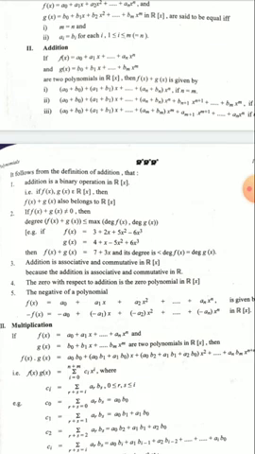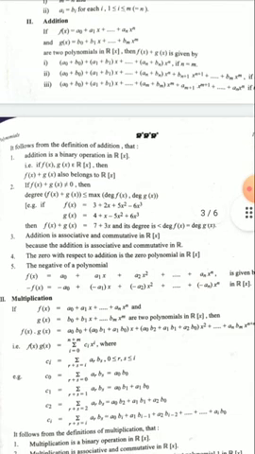the 0 with respect to addition is the zero polynomial in R of x. And the negative of a polynomial: if we have a polynomial f of x is equal to a naught plus a1x plus a2x square plus dot dot dot plus an x raised to the power n, then its negative minus f of x is given by minus a naught plus minus a1x plus minus a2x square plus dot dot dot plus minus an x raised to the power n in R of x. So if we have a polynomial f of x, then how to obtain its negative?